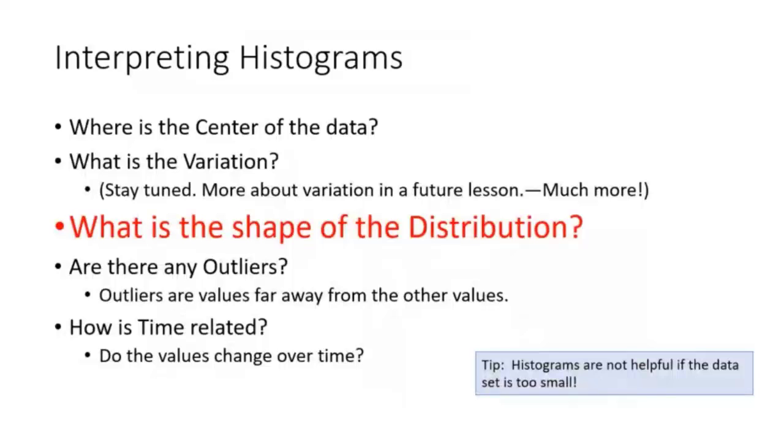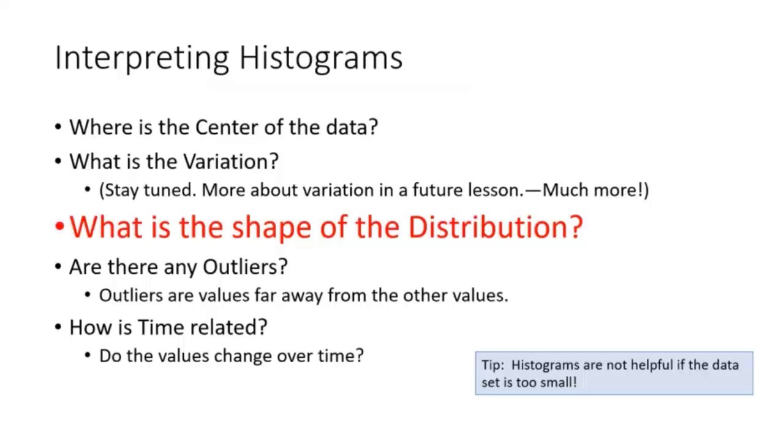So when we look at histograms, there's several things we can do, but the red one here is what we are really focused on in this lesson. We will have other chapters where we talk more about the center of the data. What is the variation? There's a lot more to come about variation. We have definitions for outliers and different things here. So what we're really looking at in this one is the shape of the distribution.